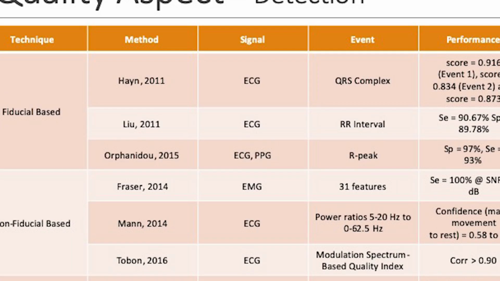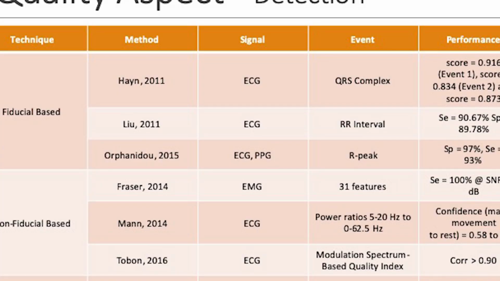There has been a lot of research done in this area, and this table summarizes some of the techniques in detection. We can see that the different techniques can be divided into three subcategories: fiducial-based, non-fiducial-based, and deep learning. A fiducial-based technique is used to identify different aspects of the signal. As an example, in ECG, we have the P, Q, R, S, T waves, so it's used to identify, for example, the R wave. That would be considered a fiducial point.